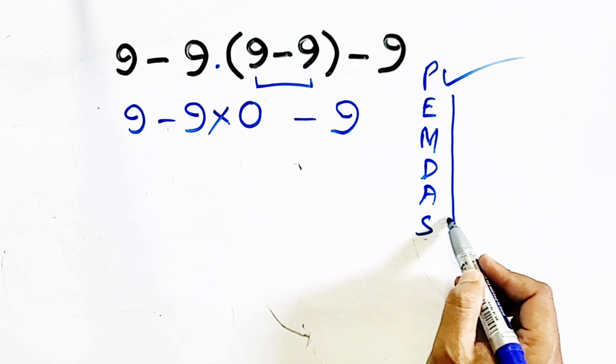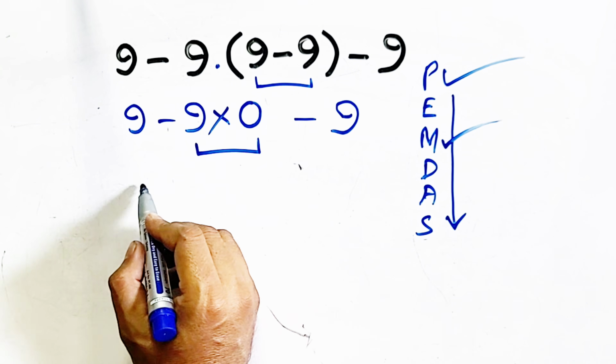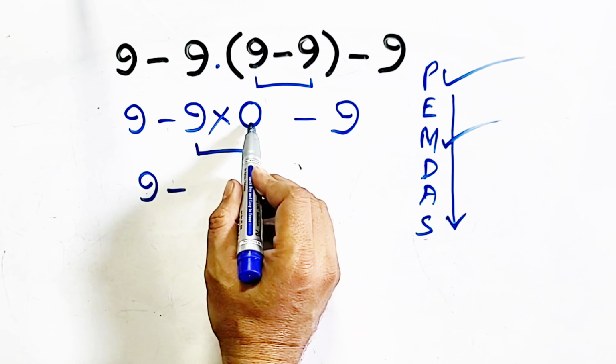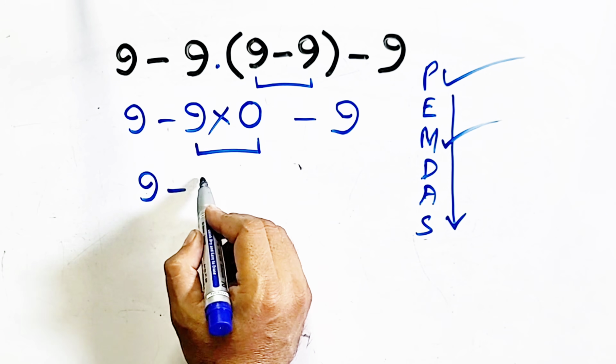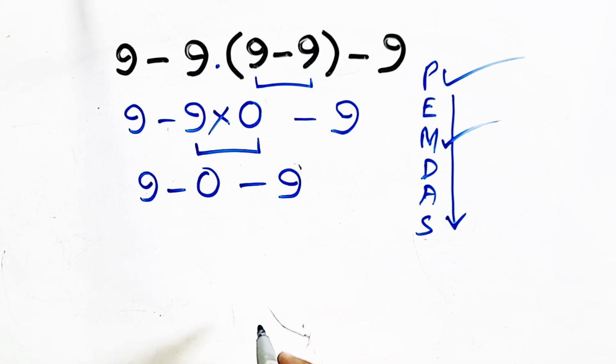According to this order, we have to solve multiplication. Here is multiplication: 9 minus 9 times 0. It will be equal to 0. And minus 9 will be as it is.